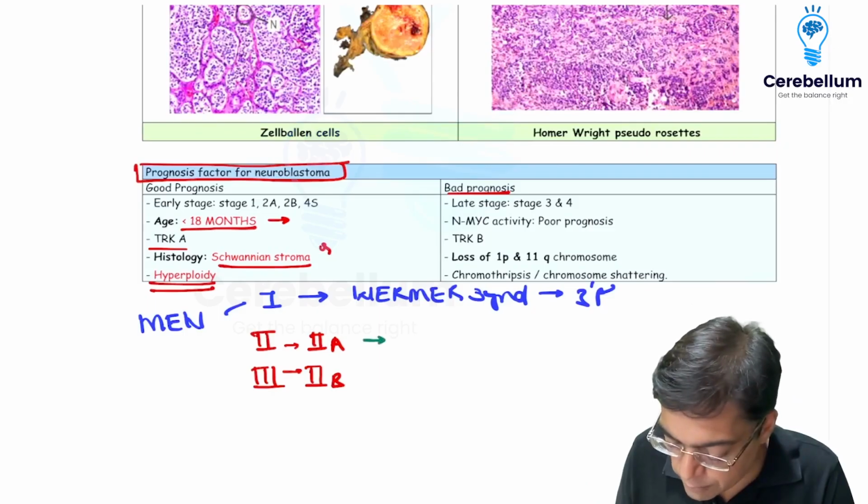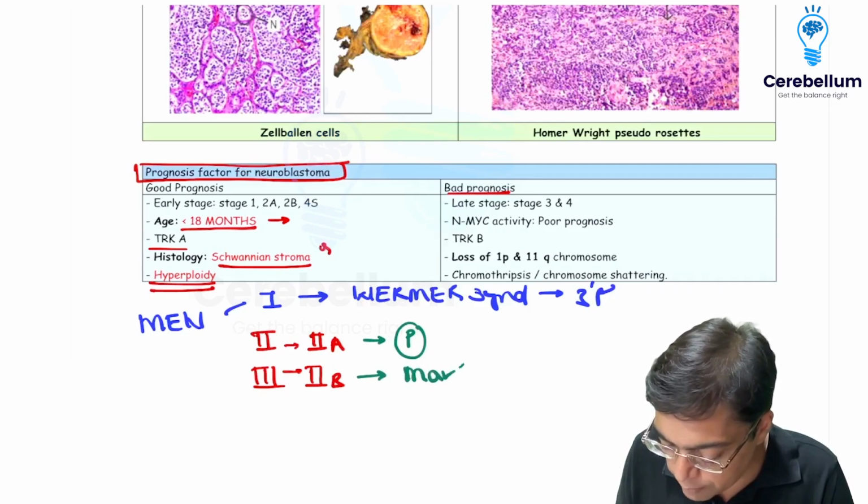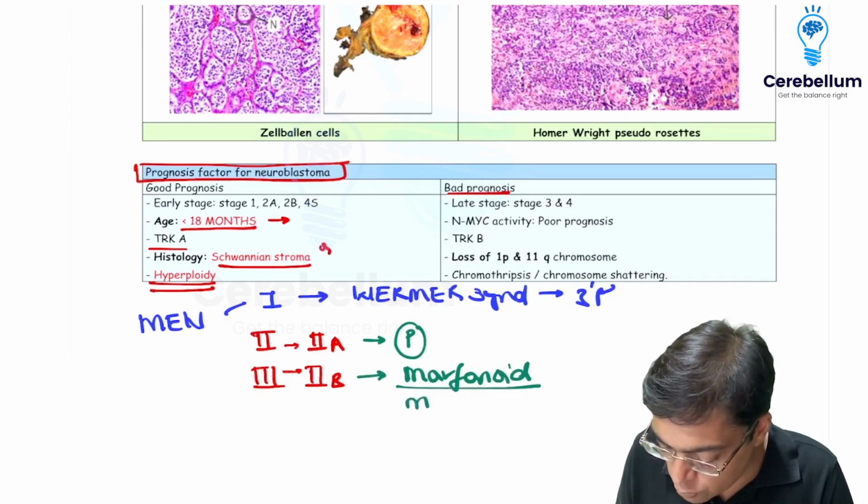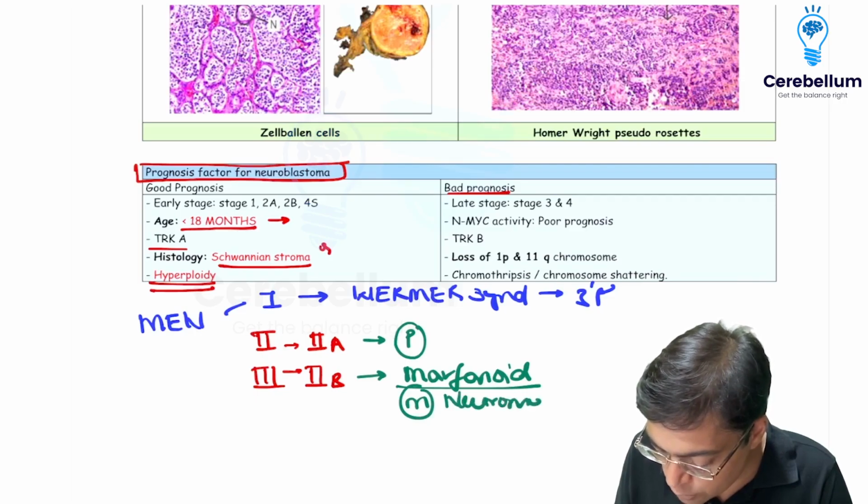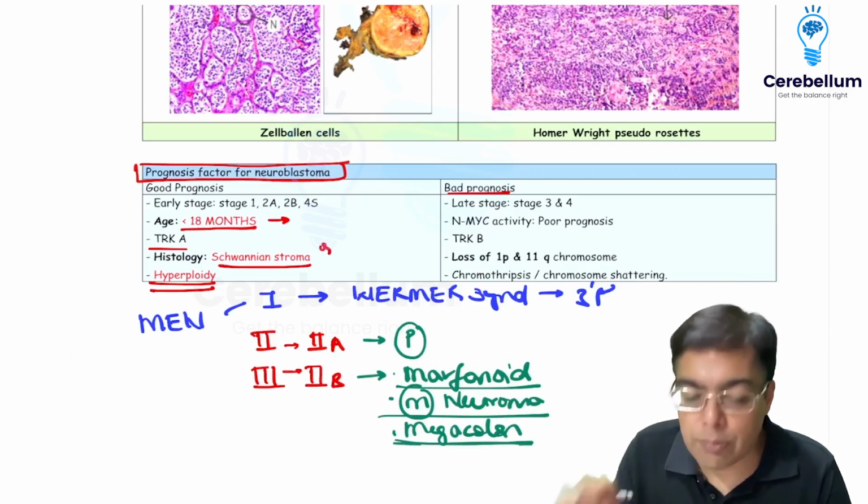MEN2A patients were having a presence of a trouble in the parathyroid as well. MEN2B syndrome patients were having the presence of a tall patient, Marfanoid habitus. These were the patients who were also having the presence of mucosal neuromas. These were also the patients who were having the presence of megacolon. Megacolon, that's what we need to remember over here. So that was about MEN3.